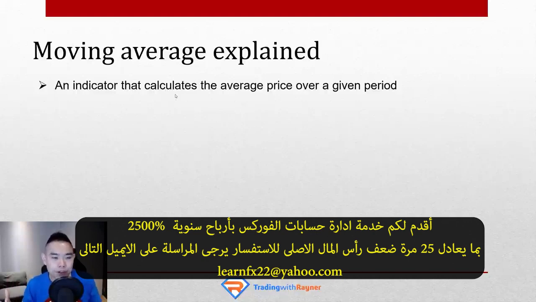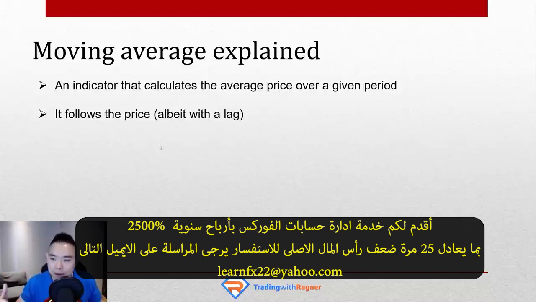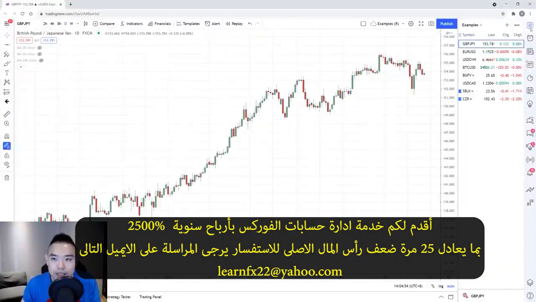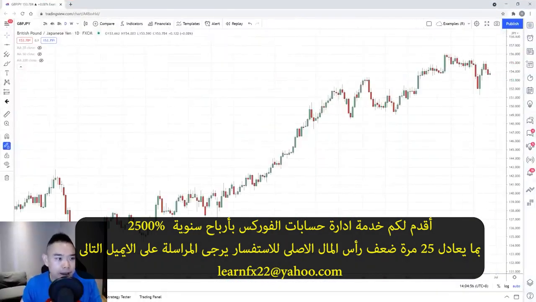So generally, you can look at moving average as an indicator that follows the price, but with a lag, right? It follows the price, but it always lags the price. So let me give you an example. So if you look at this chart over here, you can see that this is the pound against the Japanese yen. And let me overlay the 20 period moving average.